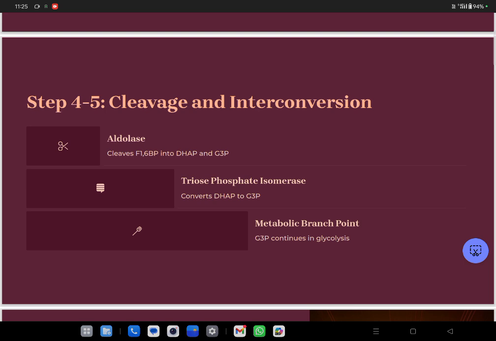It is broken down into dihydroxyacetone phosphate, which is a ketone, and glyceraldehyde 3-phosphate. Then this dihydroxyacetone phosphate doesn't enter, it is converted back into glyceraldehyde 3-phosphate. So actually you have 2 molecules of glyceraldehyde 3-phosphate formed, and this isomerization is done by the enzyme triose phosphate isomerase. Now this glyceraldehyde 3 phosphate continues into glycolysis.